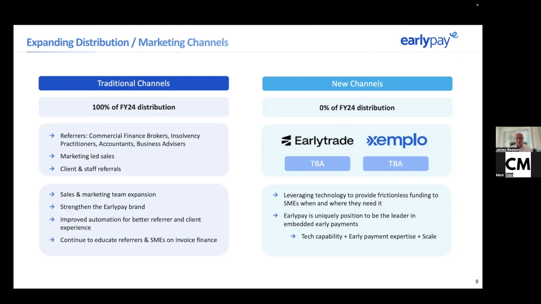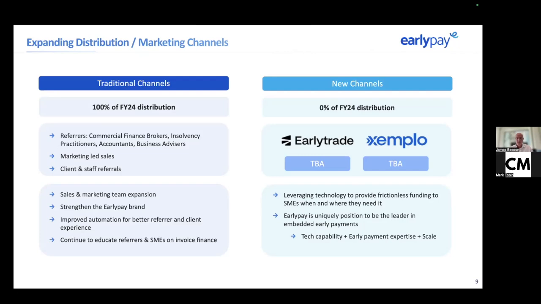Now, a new channel that's very exciting is embedded finance. This is where we work with third-party platforms and partners to offer invoice finance, early payments of invoices, in their platforms. A great example of this is our partnership with Earlytrade. They're Australia's leading provider of supplier early payments, and we've partnered with them as their exclusive invoice finance partner in Australia. And they have literally tens of thousands of suppliers on their platform. This partnership allows us to fund the invoices of the users of their platform that can't be funded by the Earlytrade platform. So that's a huge opportunity, and already we're seeing that's going to be great for us.